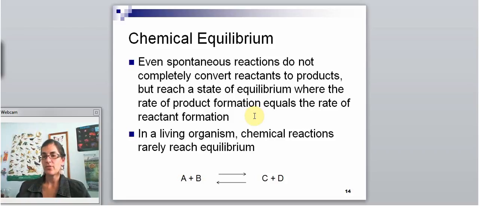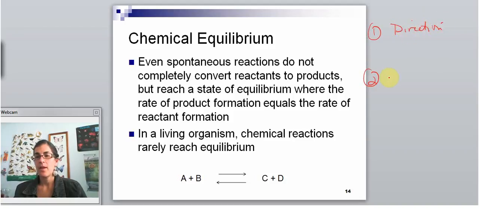So we're talking about the direction of reactions. Just to put you back in the big picture, we're talking about the two things that are important to know about reactions: the direction and the rate. And in the last video, we talked about how free energy is important for determining the spontaneous direction of the reaction. And now we're going to talk about how concentration plays a role in determining the reaction.